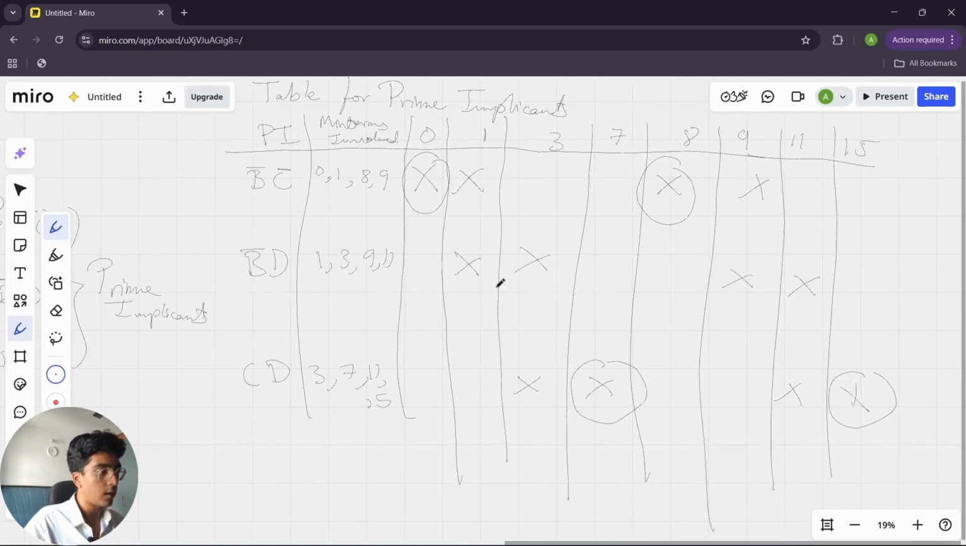Now after we circle these crosses, we'll have to group them. So we'll make a nice big rectangle over them like this, and these correspond to this prime implicant, which is B bar and C bar. Same over here, we'll group them, and these correspond to this prime implicant, CD.